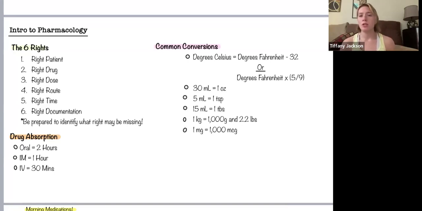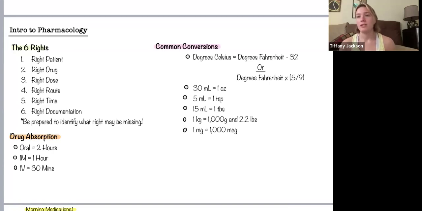Also, it's important to know how our bodies absorb drugs. Oral medications usually take about 2 hours. IM drugs are absorbed within an hour, and IV medications are absorbed in 30 minutes. Also, it's important to be aware of common conversions.